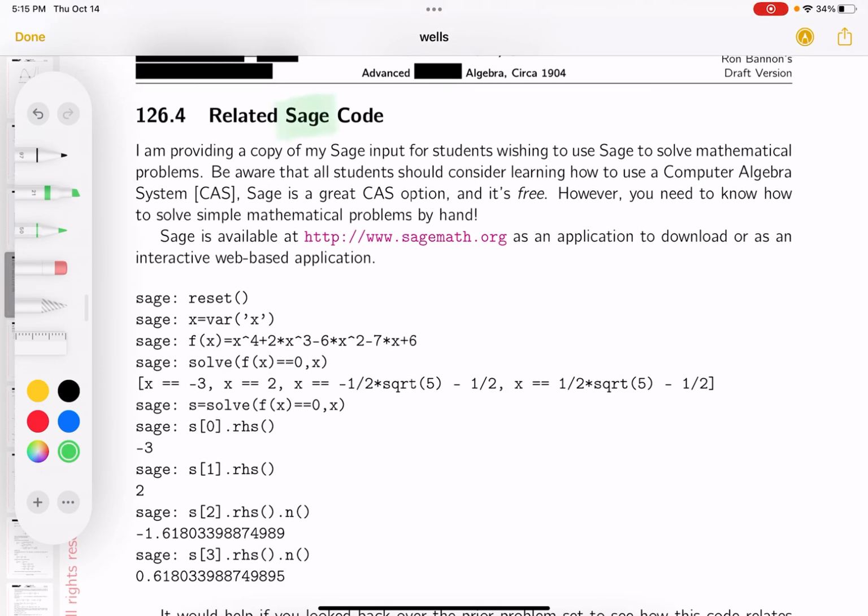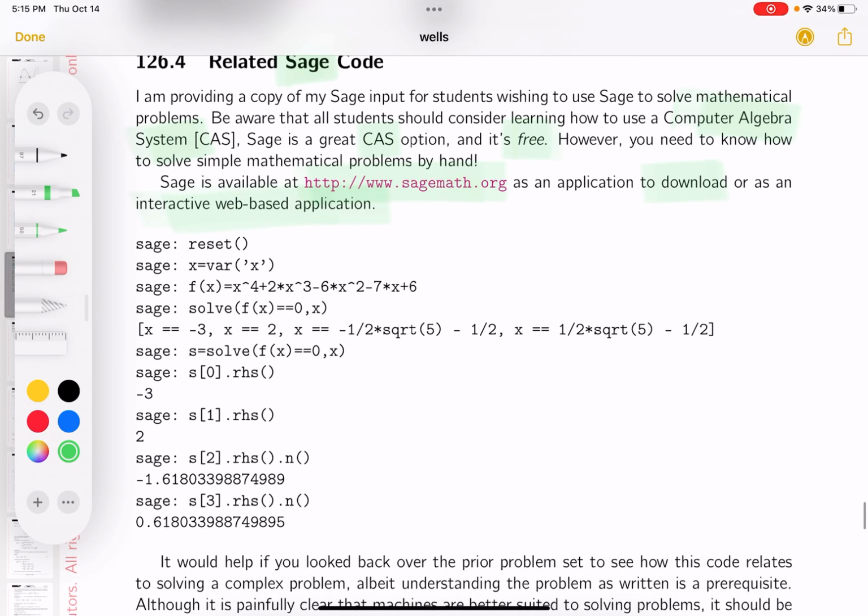What's SAGE? It's a computer algebra system, or a CAS. It's open source software, and it's free to download. You don't have to pay for it. That website there is a good place to go to. You download the software or use the interactive web-based application. You may want to look at the code, try to make sense out of it.